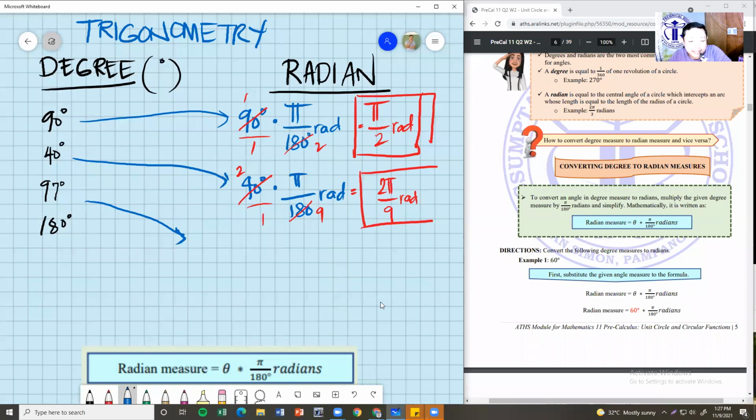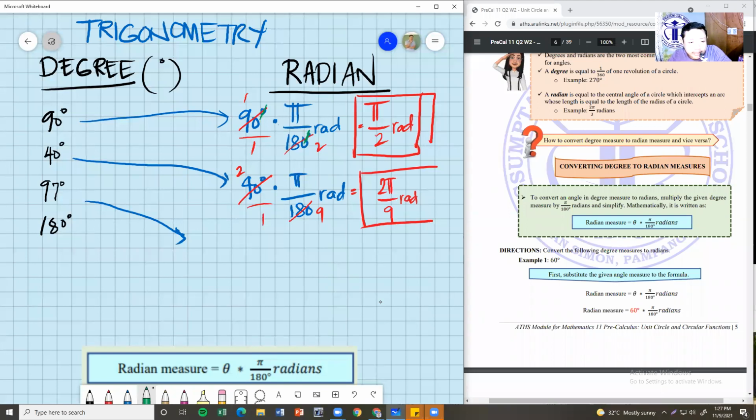Always remember, some of our classmates still wrote the degree symbol in their answers. Remember, the degree symbols are canceled together with their units kasi there's a degree here and there's a degree here. So therefore, the degree symbol is already canceled out. So what's left will be pi rad. Remember that, ha? When your angle is already in radian measures, there will be no degree symbols anymore.